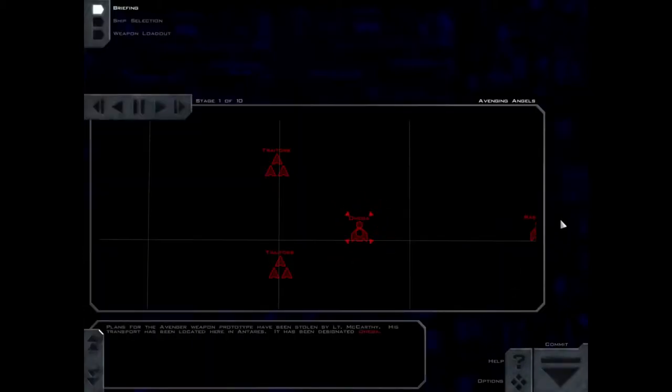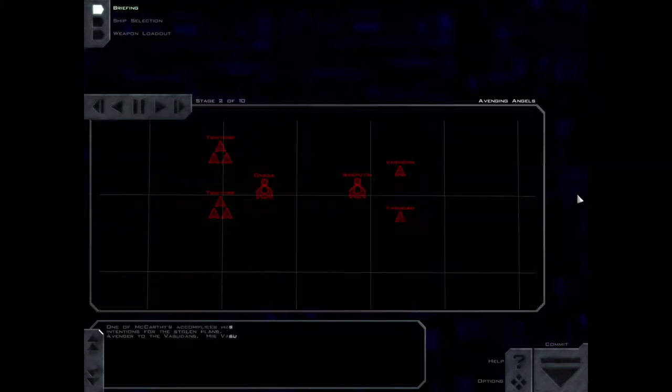Plans for the Avenger weapon prototype have been stolen by Lieutenant McCarthy. His transport has been located here in Antares. It has been designated Omega. One of McCarthy's accomplices has been captured. Has revealed his intentions for the stolen plans. Not surprisingly, McCarthy intends to sell the Avenger to the Vasudans. His Vasudan contact has been designated Rasputin.